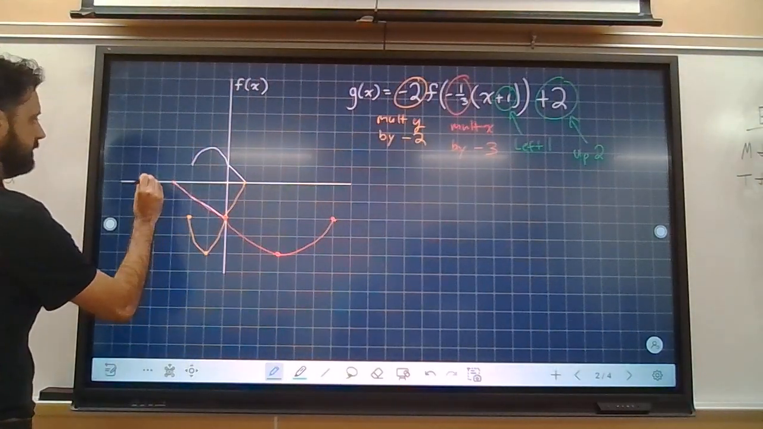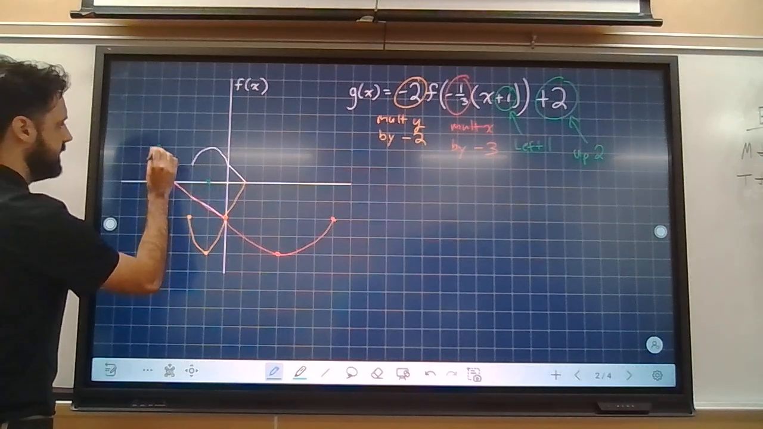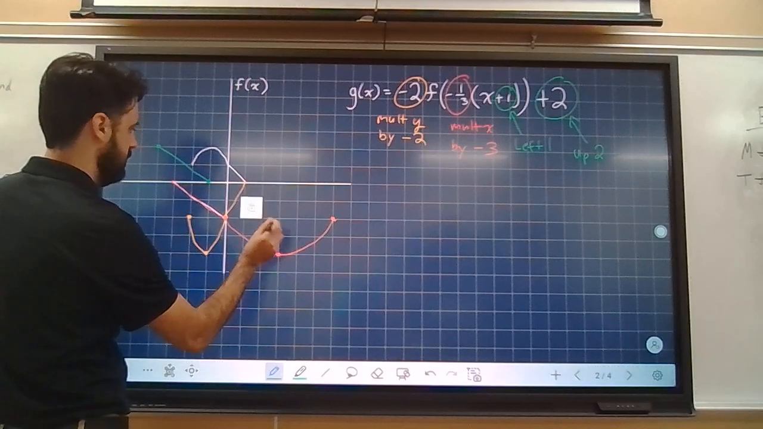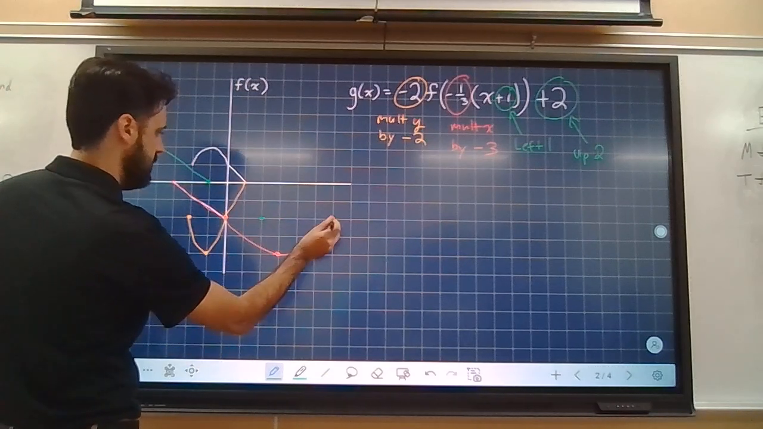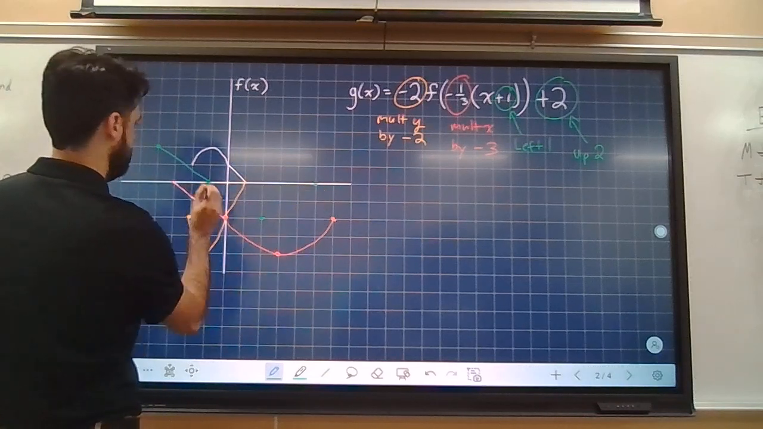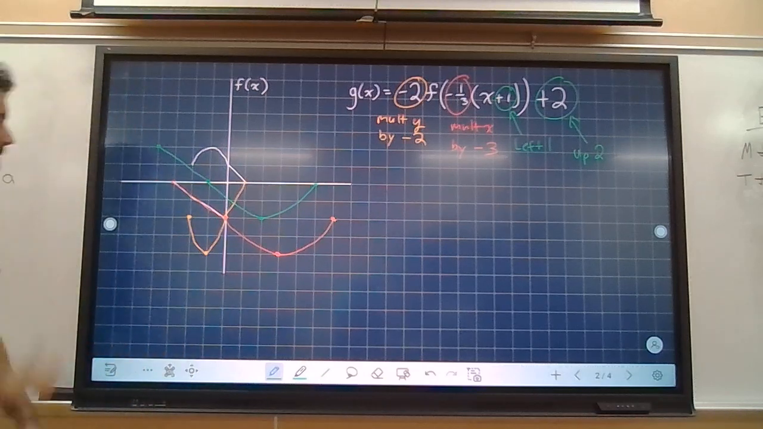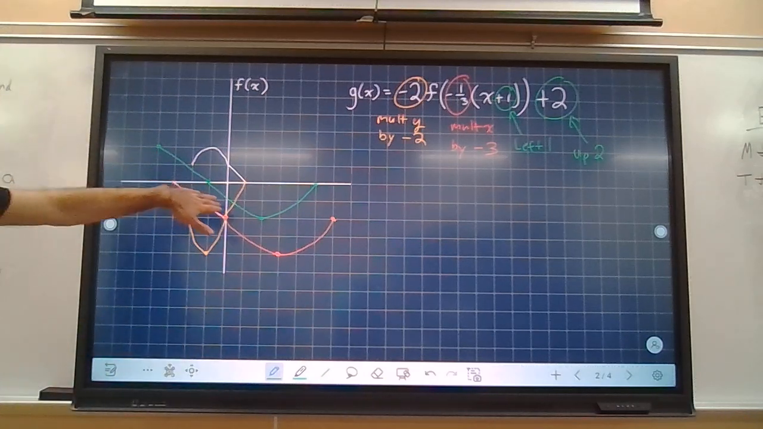So I'll move this point, left 1, up 2, left 1, up 2, and that segment is like that. And then left 1 and up 2, and nope, don't do that. And then left 1 and up 2. And again, here's what was originally a semicircle. Okay, so that in green right there, that's our final graph.